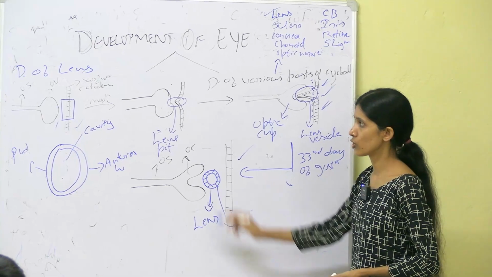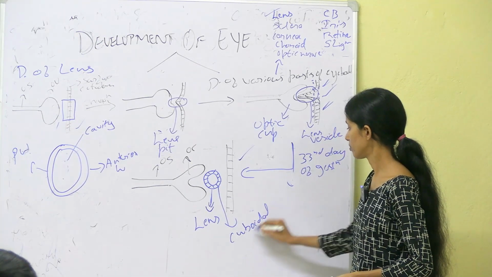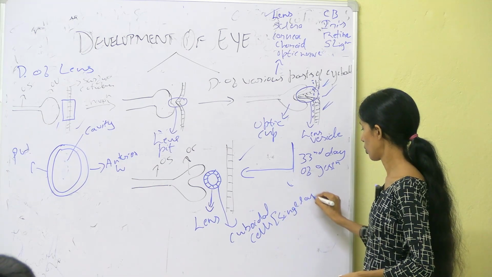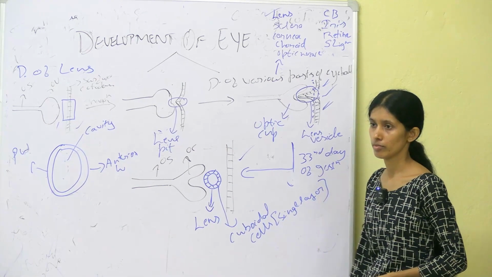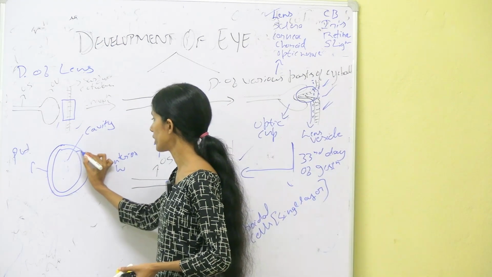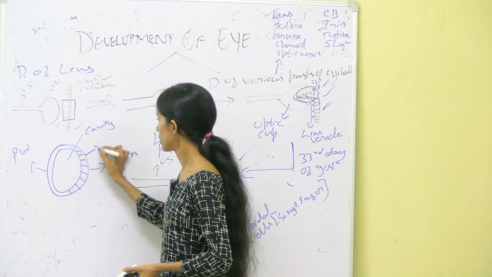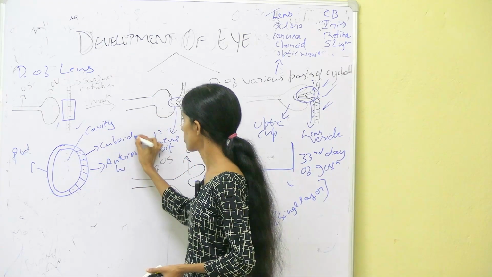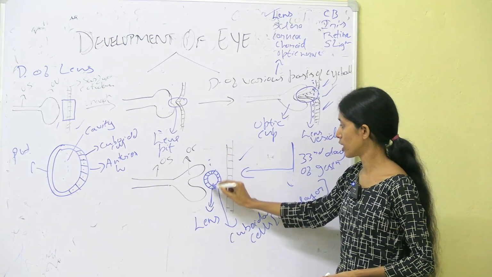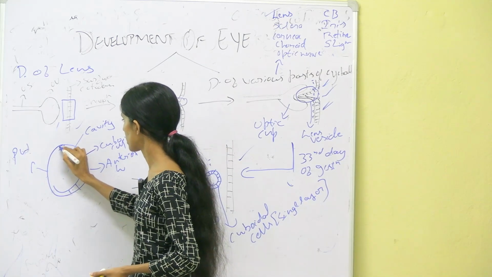In the initial stage, your lens is lined by the cuboidal cells, single layer. After certain developments, only in the anterior wall, the cuboidal cells will remain. These are the cuboidal cells. But the cells present in your posterior wall in this region will now turn into columnar cells like this.